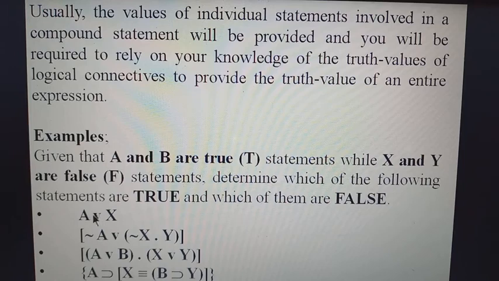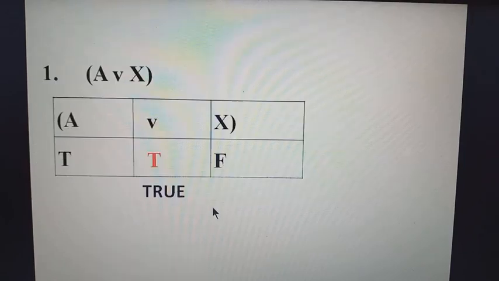So we have A wedge X. We've been told that A is true and then X is false. Anywhere you see X, Y, you say false. Anywhere you see A, B, you say true. So you note that down because all this will guide you. Now let's begin with A wedge X. We've been told that A is true. So under A we say true. We've also been told that X is false. These values are given. So X is false.